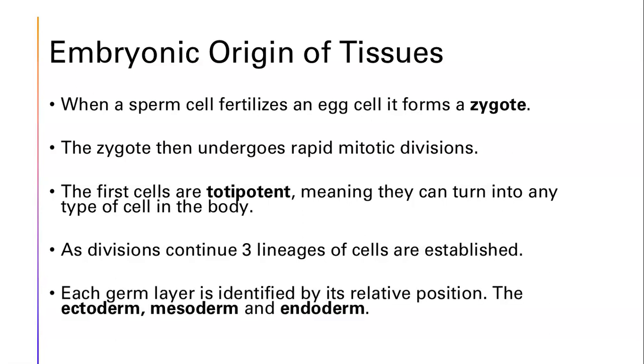Those are germ layers, and they're identified by their relative position. The ectoderm, the outer, the mesoderm, the middle, and the endoderm, the inside. Not all organisms have three germ layers. There are other organisms that only have two layers, the ecto and the endoderm. But higher level organisms, like humans, have three layers: ectoderm, mesoderm, and endoderm.